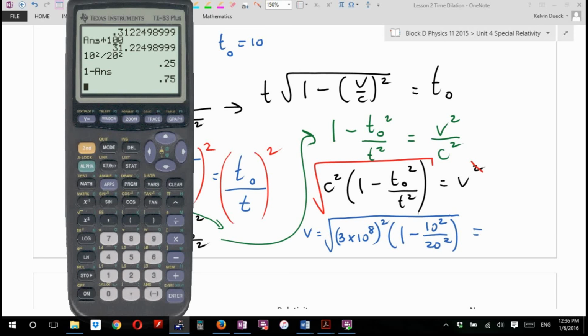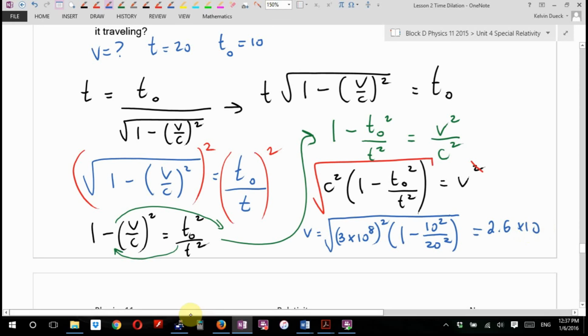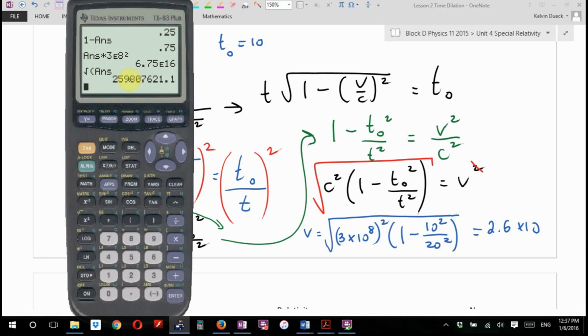Now what am I going to do? I've taken care of this thing. What's happening between the two brackets right there? Times. Times 3 times 10 to the 8th squared. Square root of that. 2.6 times 10 to the 1, 2, 3, 4, 5, 6, 7, 8.